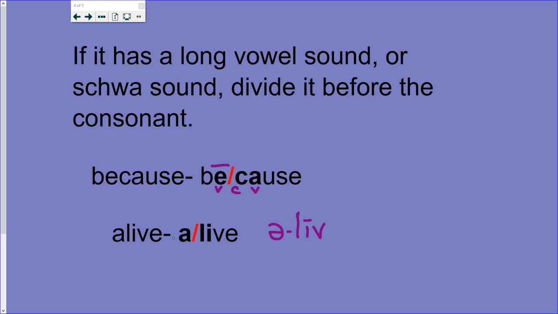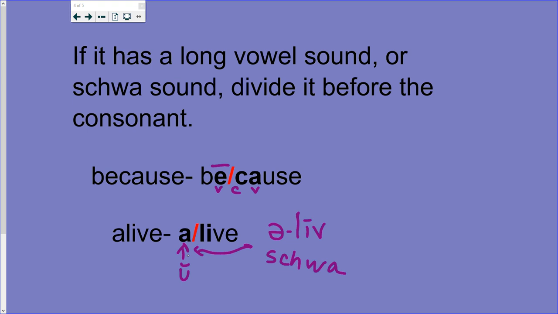And same with the schwa sound. Alive. That schwa sound. It's the letter A, and it has that short U sound. If it's spelled with an A and it has a short U sound at the very beginning, we call that the schwa sound. Okay, and that is where we would divide it. Alive. Those are the two times we divide it after the vowel and before the consonant.